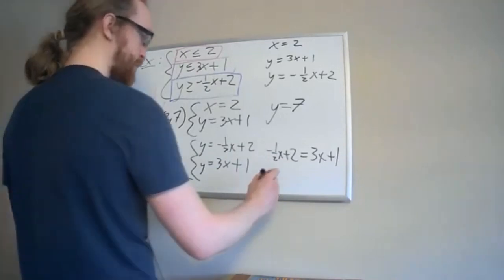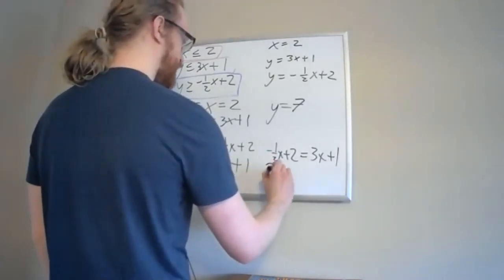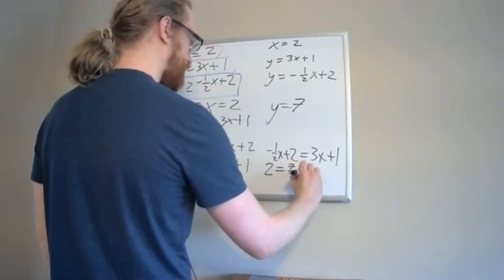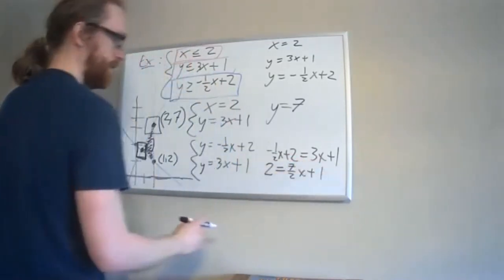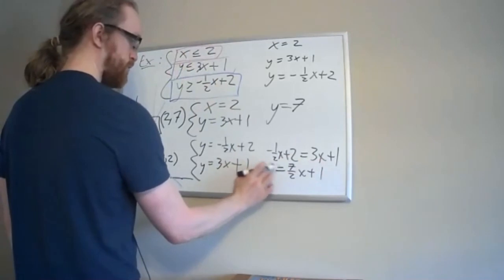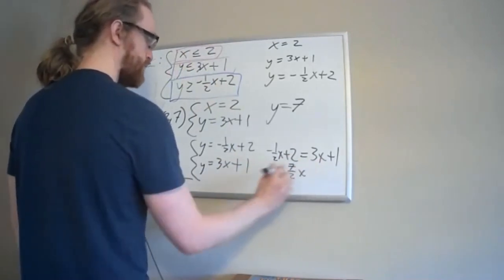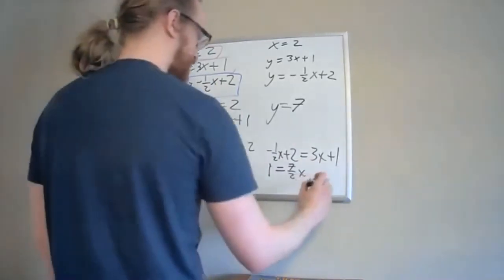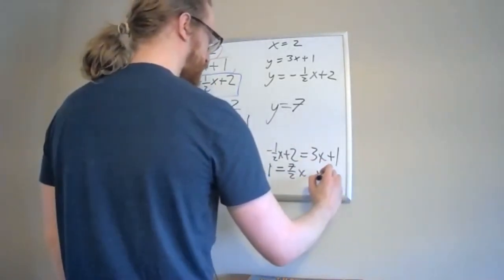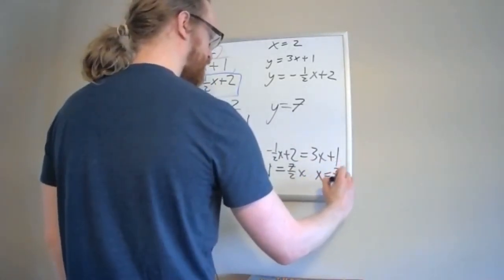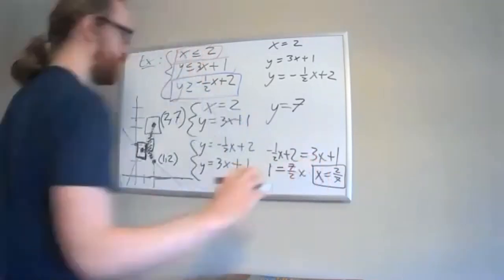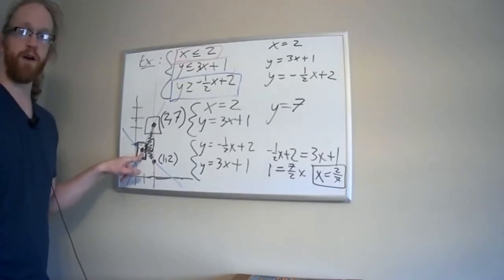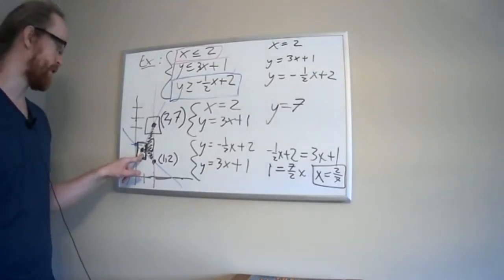What happens? Add a half x to both sides. So 2 equals 7/2 x plus 1. I could just subtract 1 from both sides too, and just get 1 equals 7/2 x. So I think x is 2/7 if I divide by 7 and multiply by 2. So x is 2/7. I don't know who would have looked at this graph with their eyes and thought, oh, that x coordinate is 2/7.